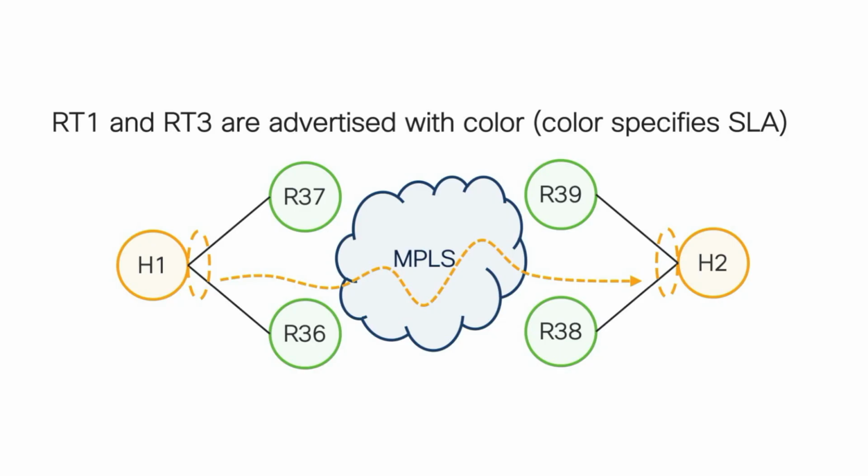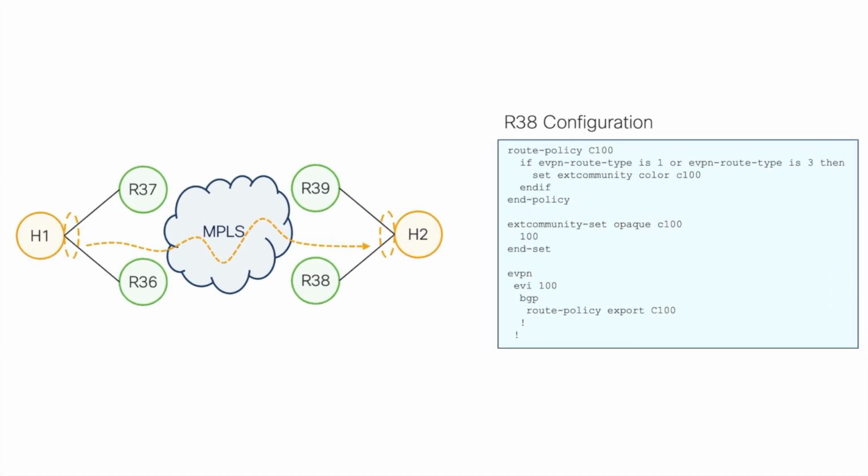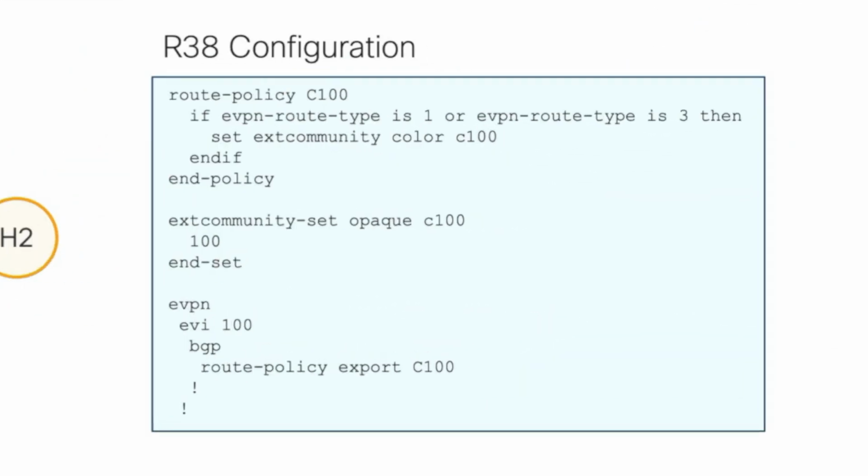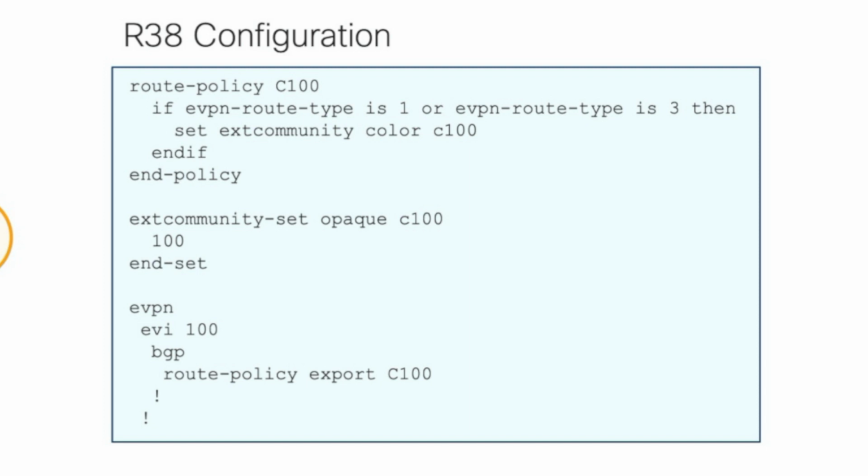over the programmable transport. What we are doing with the EVPN and EVPN VPWS, we are coloring the route type 1, and for EVPN we are covering also the route type 3, and the color specifies the particular SLA. You can see the configuration on the R38, where I have a route policy where basically I'm saying when I'm advertising the EVPN route type 1 or I'm advertising EVPN route type 3, I want to set the extended community color.